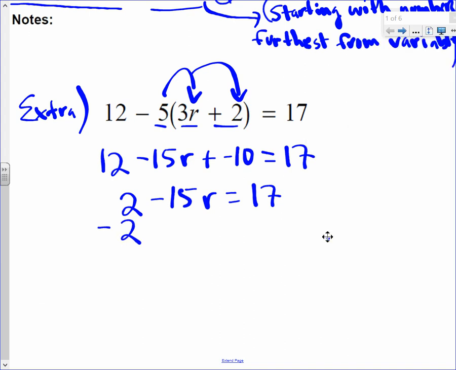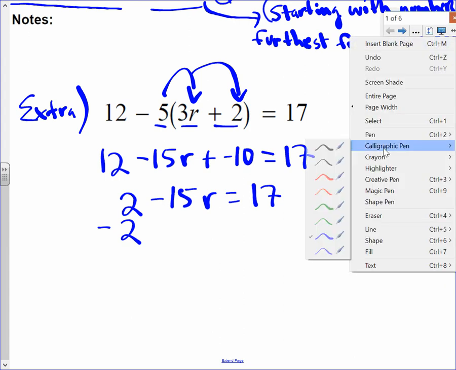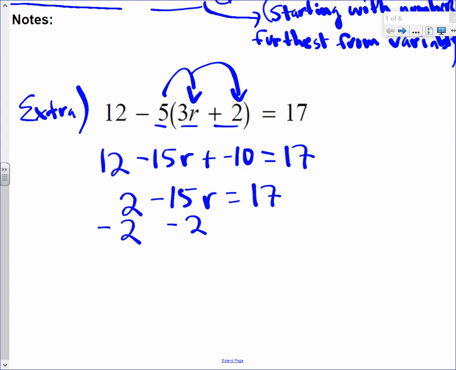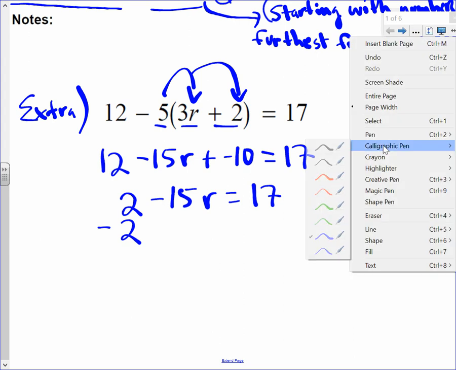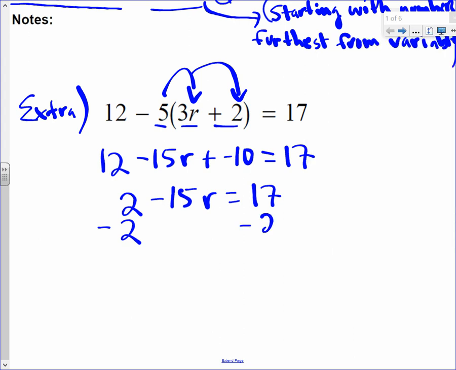I notice a lot of beginning students will do this. They'll subtract 2 here, and they'll subtract 2 here. That doesn't make any sense, because now you're subtracting 4 from the left side of the equation, not subtracting anything from the right side. You have to do something to both sides of the equation. Whatever you do to one side, you got to do the other. Don't lose track of what we learned last week, the properties of equality. This is gone. I got a negative 15r equals 15.